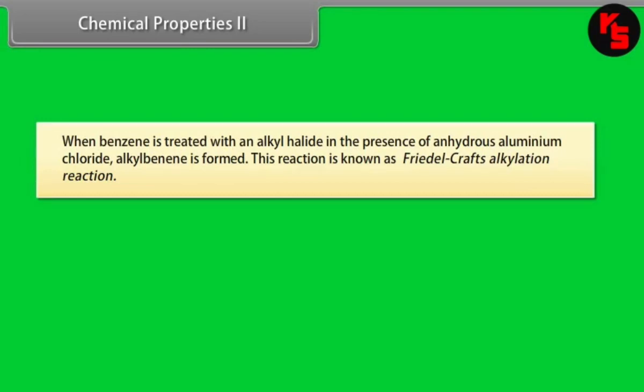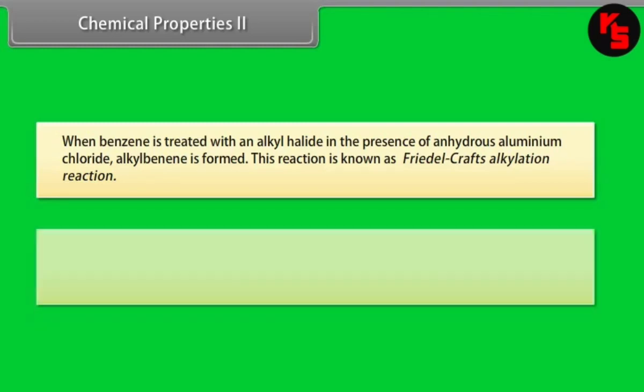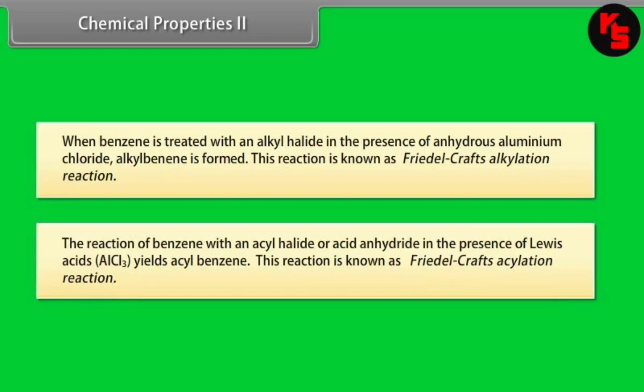This reaction is known as Friedel-Crafts alkylation reaction. The reaction of benzene with an acyl halide or acid anhydride in the presence of Lewis acid, AlCl3, yields acyl benzene. This reaction is known as Friedel-Crafts acylation reaction.